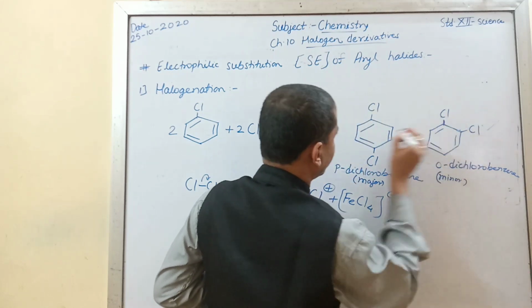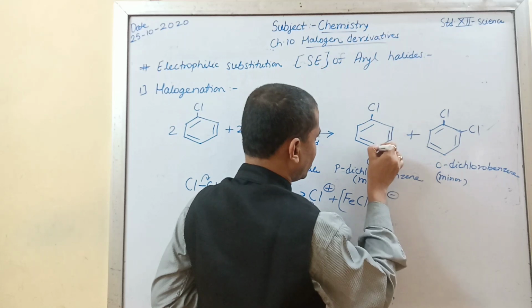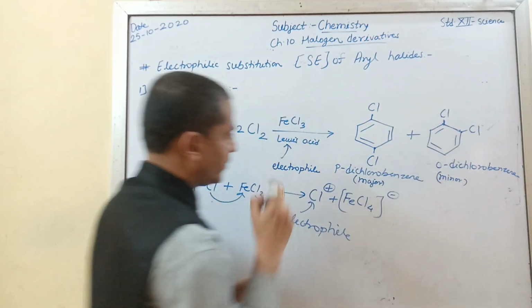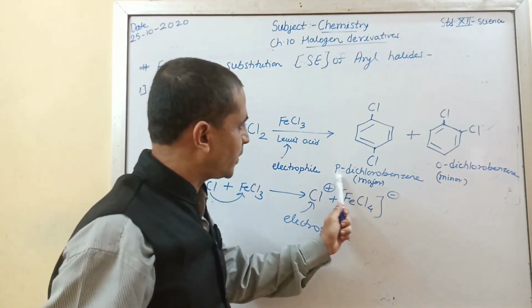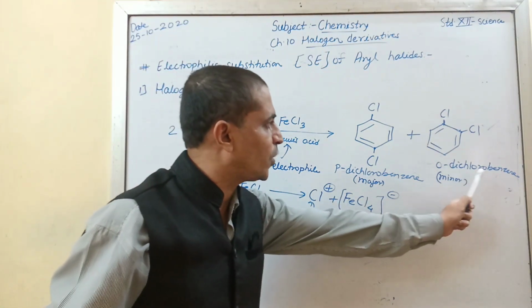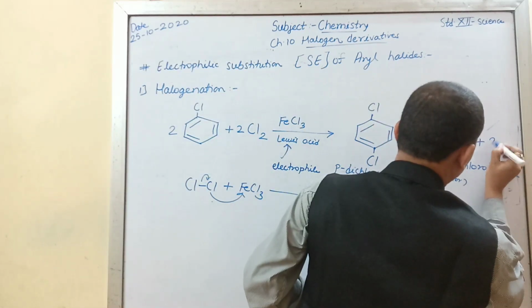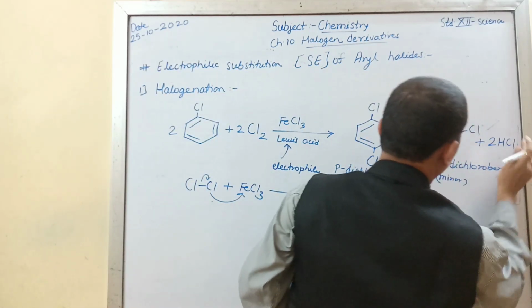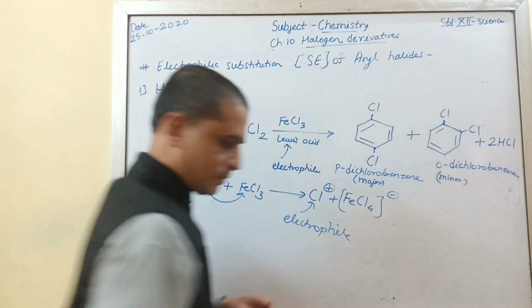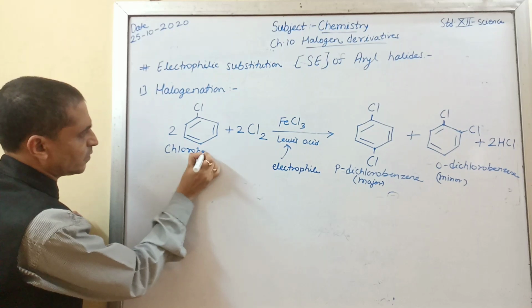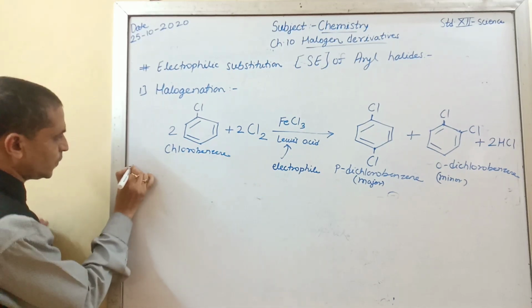Here repulsion takes place. See here, this is symmetrical. These are not symmetrical, and that happens. And therefore, para-dichlorobenzene is the major, and ortho-dichlorobenzene is the minor. Plus, you get 2HCl. Starting from chlorobenzene. Now see the second reaction.